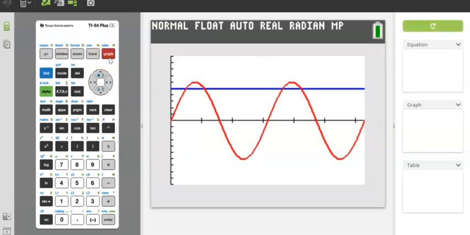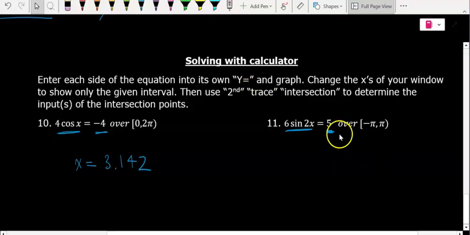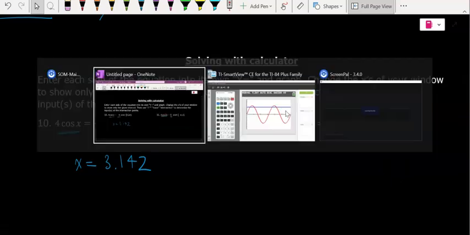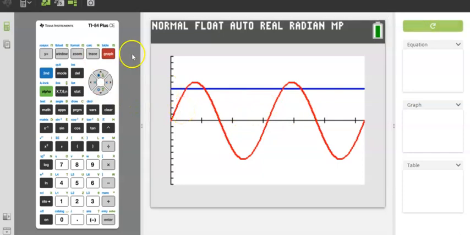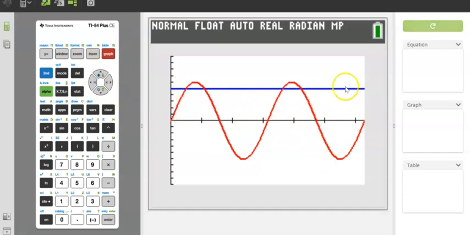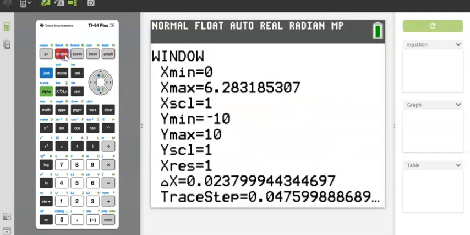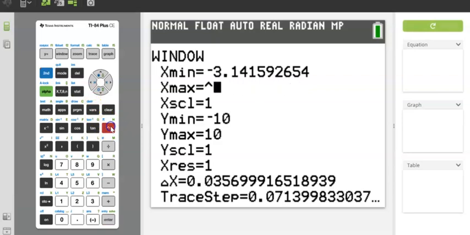Now, you might be saying to yourself, well, this is from how I set it up last time. And the way I set it up last time was between 0 and 2 pi. This question is asking me to find between negative pi and pi. So that means I need to go back in here and change my window because I'm not getting any of those negative values. And in fact, I'm getting answers over here that I don't need because those are between pi and 2 pi. So I'm going to go back in here and change my window to negative pi to pi.